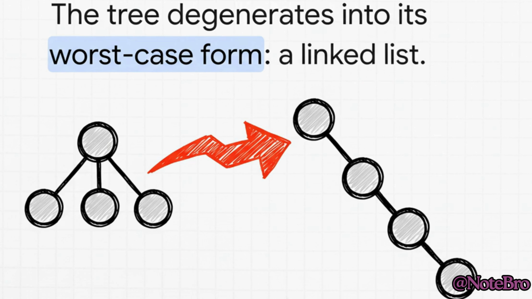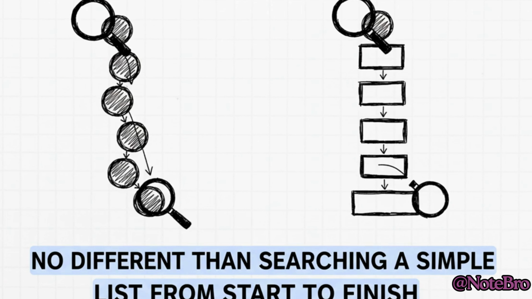Our gorgeous, bushy, efficient tree has just completely collapsed. It's become this long, ugly, inefficient chain. This sad thing is called a degenerate tree. And now, trying to find Edwina at the end is no faster than just going through a simple list, one by one. All that incredible, mind-blowing speed we talked about, gone. Poof. We're back to square one, just a slow, plodding search.